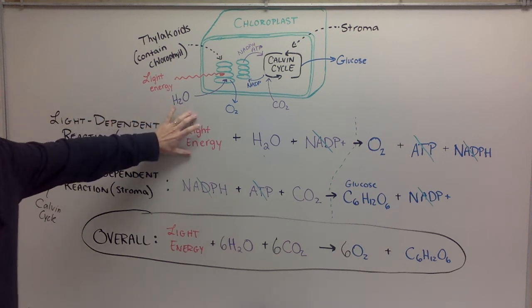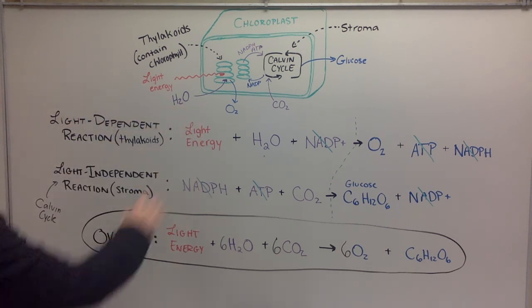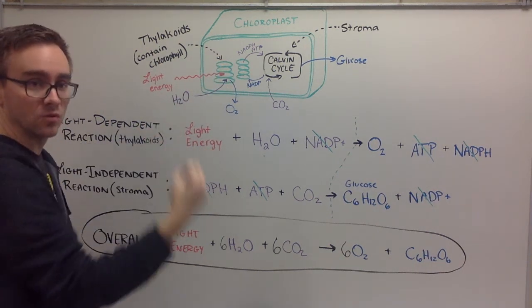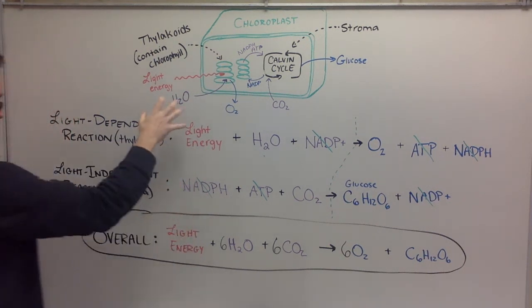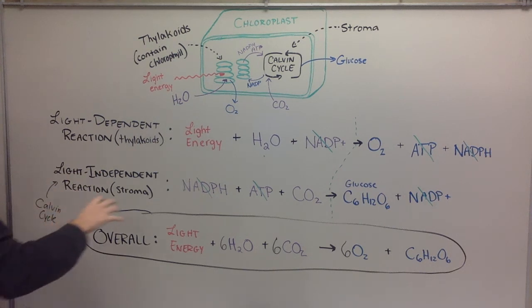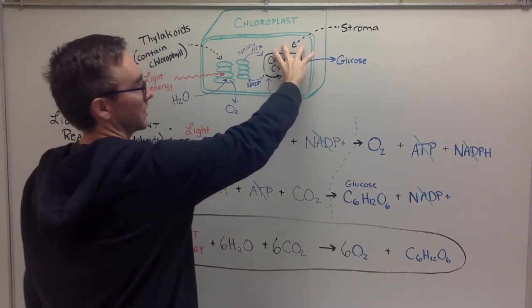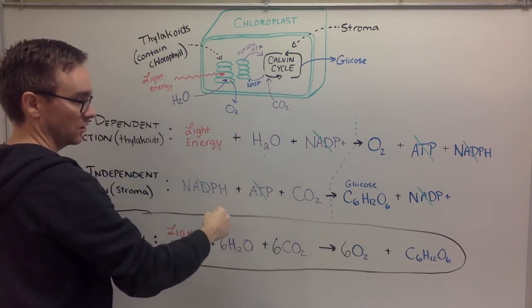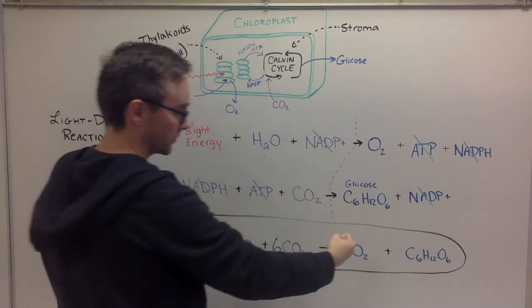Light-dependent requires light energy, and it happens in the thylakoids. Those thylakoids contain chlorophyll that absorbs that light energy. The light-independent reaction, also known as the Calvin cycle, takes place in the stroma, and its job is to take that CO2 and turn it into glucose.